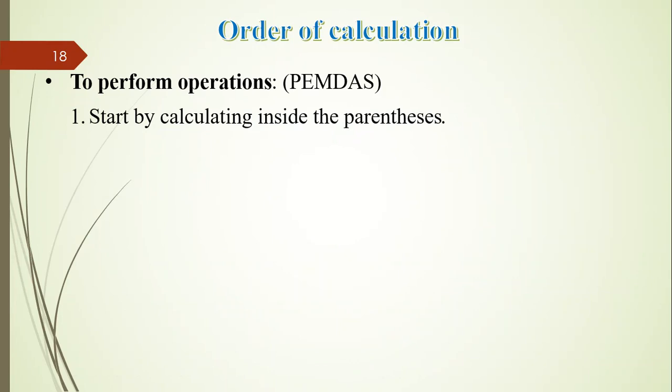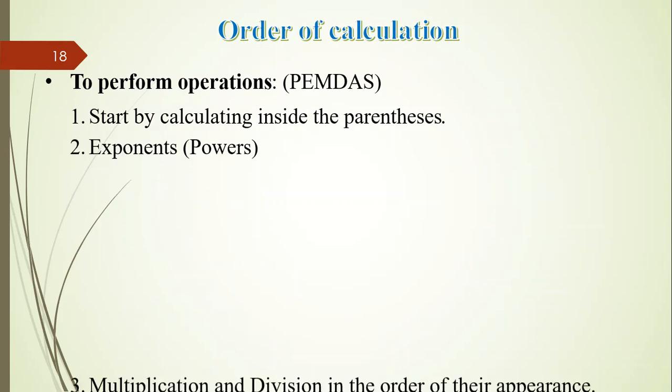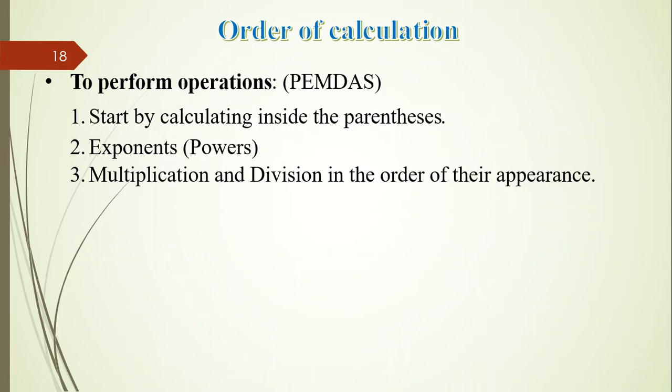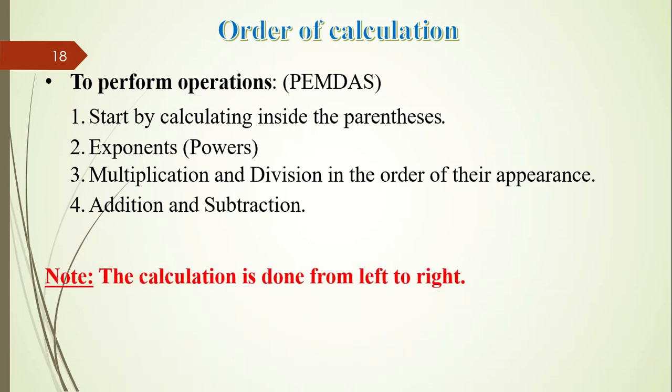Order of calculation. To perform operations, we have to use PEMDAS. Okay? It means that we have to start by calculating inside the parentheses, then calculate the exponents, which are powers, then multiplication and division in the order of their appearance, finally addition and subtraction. Note, the calculation is done from left to right.